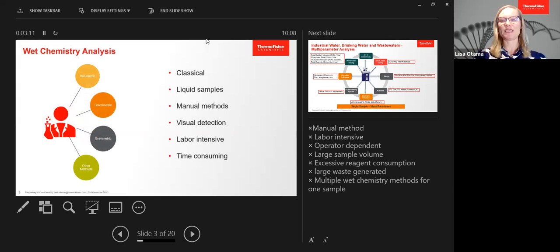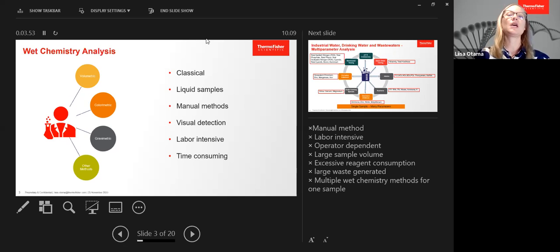To get started, in order to understand how we can improve, we need to understand the challenges that we are facing. When we think about traditional wet chemistry analysis, we can roughly divide the methodologies into four groups: volumetric methods, colorimetric methods, gravimetric methods, and a bunch of other different methodologies. Often these wet chemistry methods require quite a bit of manual work, and a lot of the methods are done purely manually. This is a very classical approach.